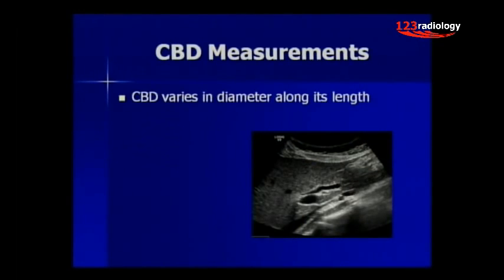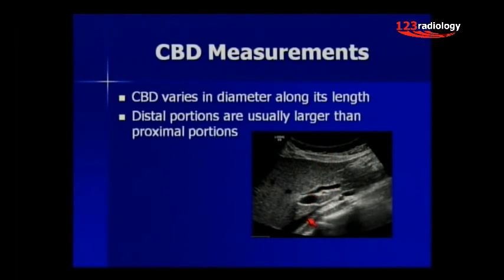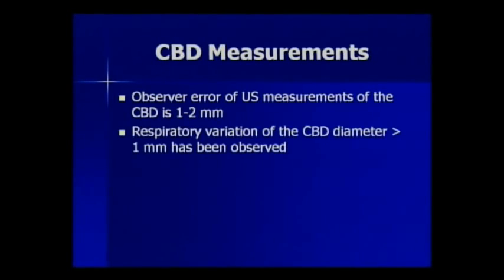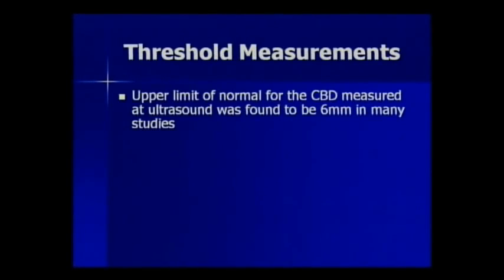Now, the common bile duct will typically vary in diameter along its length, as we can see in this image here, where it gets increased slightly more distally towards the pancreatic head. So when we look at our bile duct measurements, it's important to note that there is observer error of 1 to 2 millimeters. And that's pretty significant when you think these biliary ducts, they're small measurements for the most part to begin with. And there's also respiratory variation which needs to be taken into consideration, which has been found to be greater than 1 millimeter.